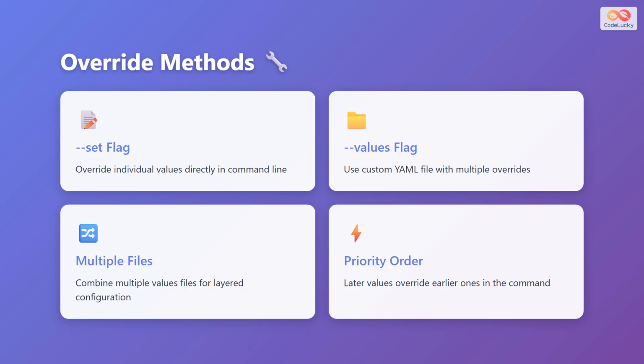Helm provides 4 main approaches to override default values. First, the --set flag allows you to override individual values directly from the command line, perfect for quick changes. Second, the --values flag lets you specify a custom YAML file containing multiple overrides, ideal for managing larger configurations. Third, you can use multiple values files together, combining different configuration layers for more complex scenarios. Finally, it's important to understand the priority order. Values specified later in the command take precedence over earlier ones, giving you fine-grained control over the final configuration.